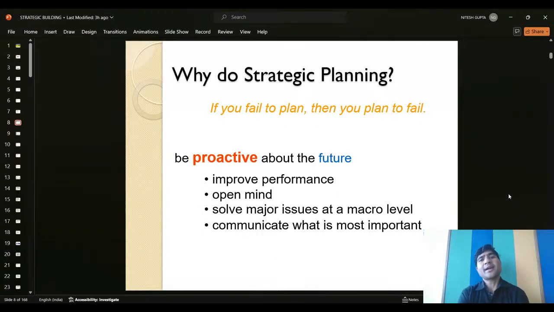Now the question is, why do strategic planning? To tell you why there is a need for strategic planning, you will have to be very, very proactive about the future. Otherwise, if you don't plan, the possibility of giving the desired outcome and desired result to your company may not be there. So strategic planning is basically a proactive approach, which is a path to reach the future destination. And why do we plan? To improve the performance. Because we have to solve the major issues at the macro level. We have to communicate what is more important. That is how we plan.